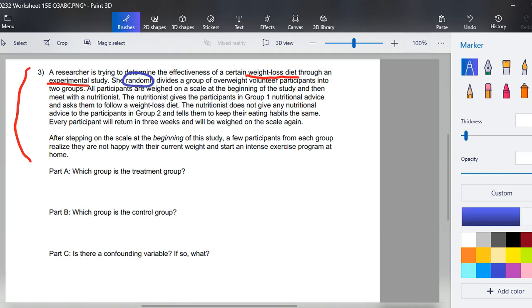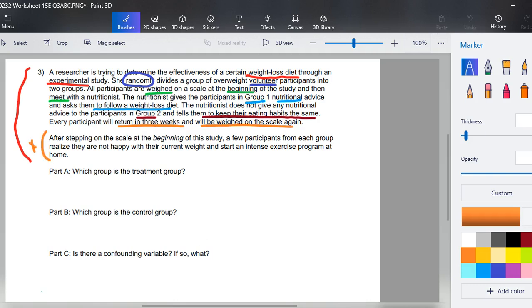She randomly divides a group of overweight volunteer participants into 2 groups. All of the participants are weighed on a scale at the beginning of the study, and then they all meet with a nutritionist. The nutritionist gives the participants in group 1 nutritional advice and asks them to follow a weight loss diet. The nutritionist does not give any advice to participants in group 2 and tells them to keep their eating habits the same. Every participant returns in 3 weeks and they will be weighed on the same scale again.